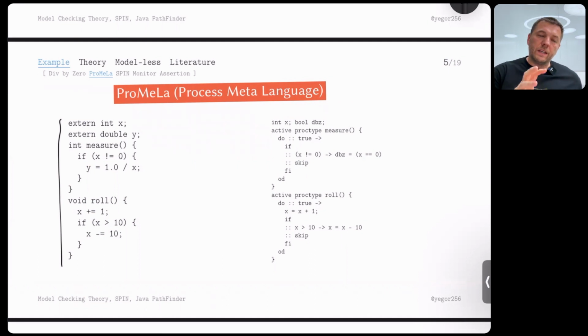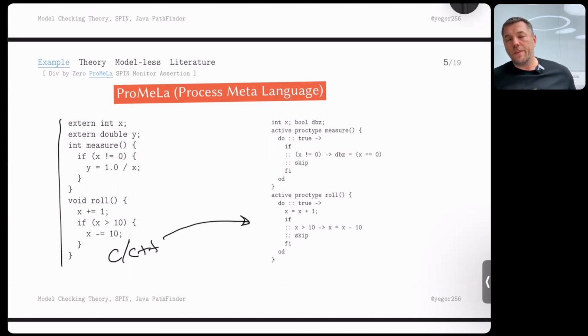So the idea is that we can take this program and then create another program using another language. This is C language, or C or C++. And from this language, we move to another language, which is called Promela. This is the name of the language. The language which is designed not for writing real programs, not for creating software which will be used by users, but it's the language which is created in order to model other programs.